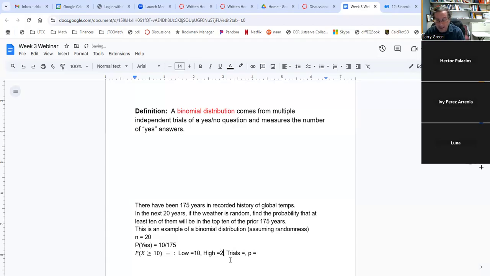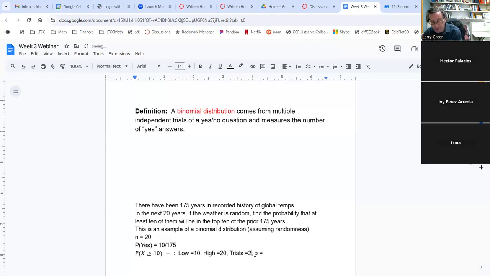That would be 20. That would mean every year is in the top 10 as we go. Okay, every 20 years. Remember that we're just looking at the past 175 years. So all 20 could be in the top 10, because maybe the first 10 were lower than the last 10, but they were all high. Does that make sense?